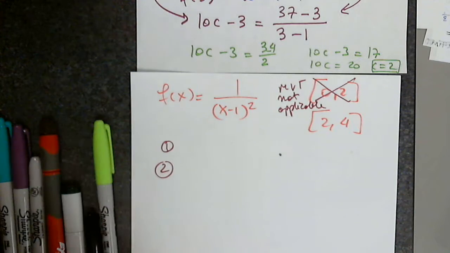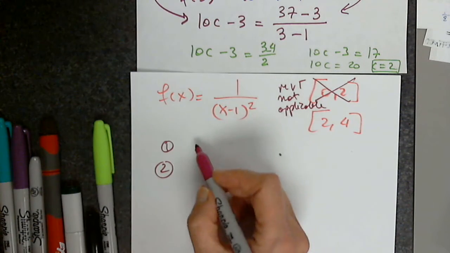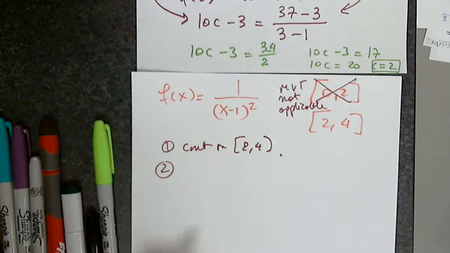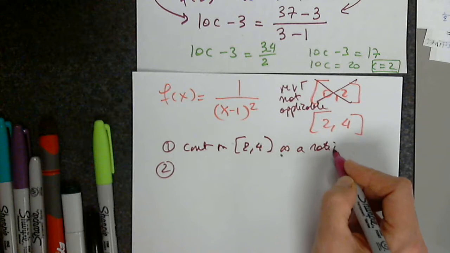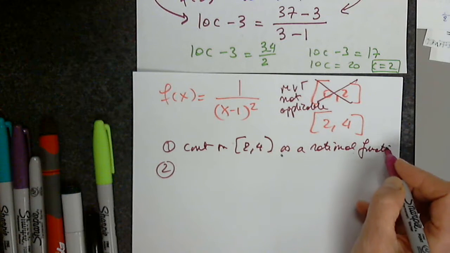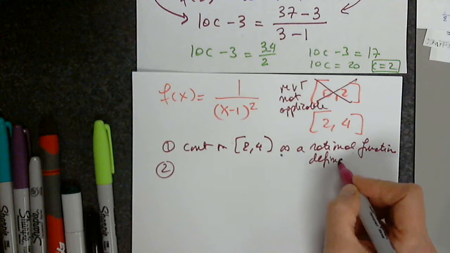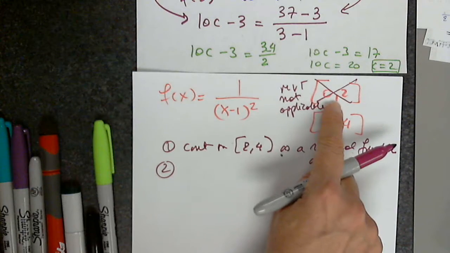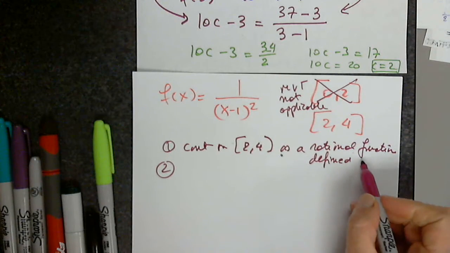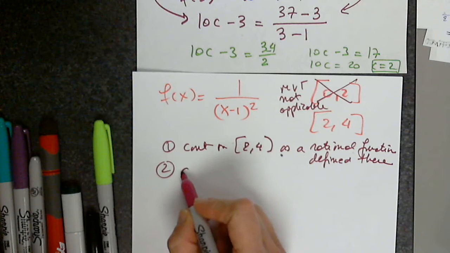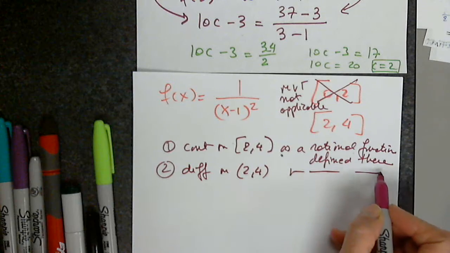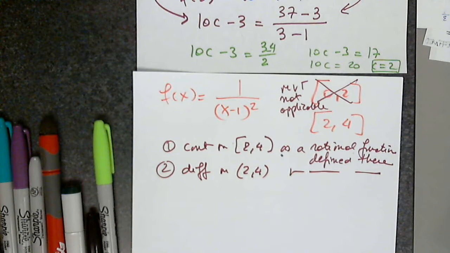Two conditions have to be fulfilled. Is this rational function continuous on [2, 4]? Yes, as a rational function. Defined there, yes. Why is it not on the other interval? x minus 1 is 0 at 1, and 1 is in there, so it's not continuous. And the same thing, it is differentiable on (2, 4) for the same reason. It's a rational function defined there.